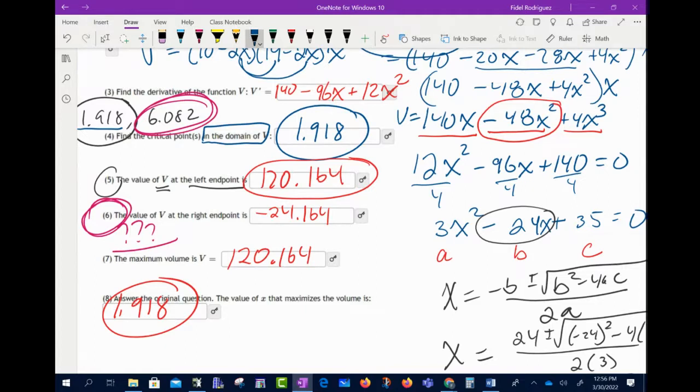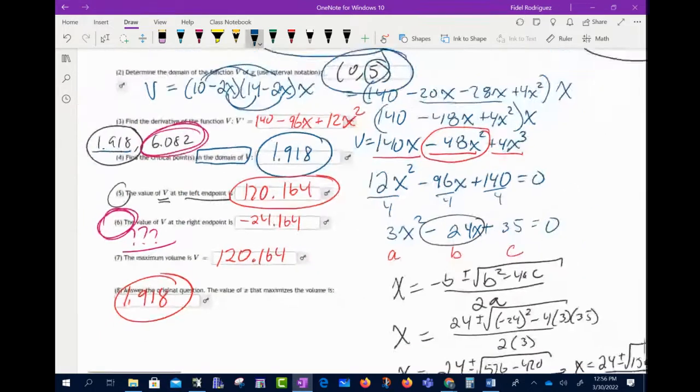Guys, let me ask you a question. How do you feel about these volume problems? I mean, did it make sense in how we drew our picture? Like, let me zoom out a little bit.